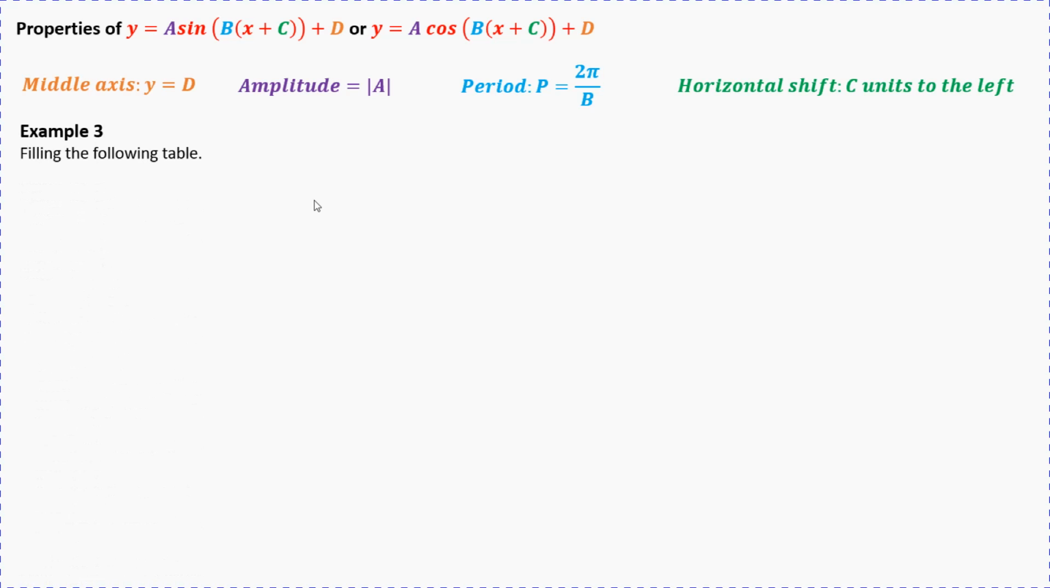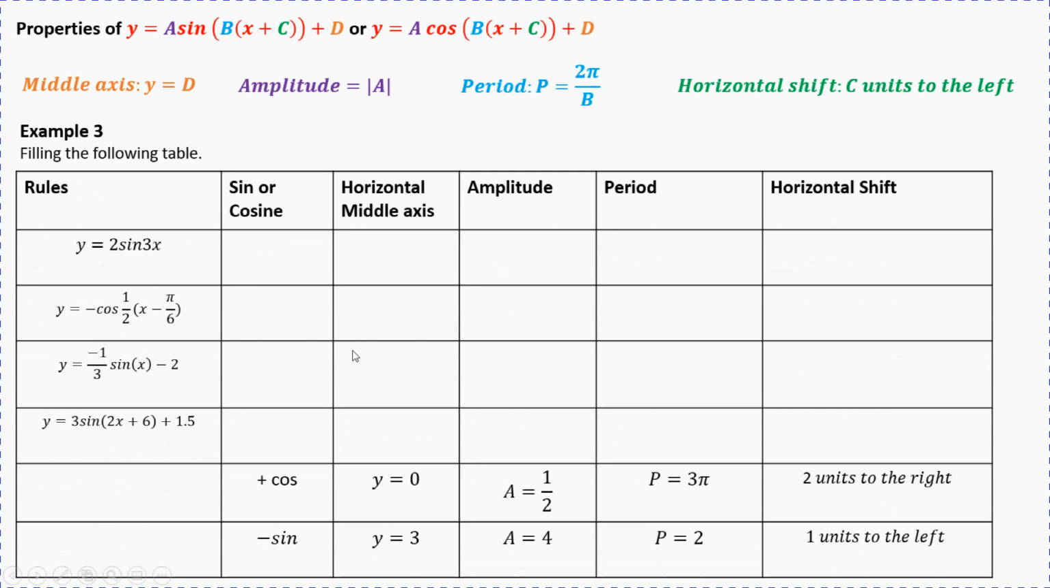So on that table, which should be quite easy for most of you, I will go through it pretty quickly. We spend more time on the actual exam type questions. Okay, for the first one, y equals 2 sin 3x. Obviously that's a positive sine graph. And how about the horizontal middle axis? Okay, so you need to find, is there a letter D? Okay, no, there's no such number there.